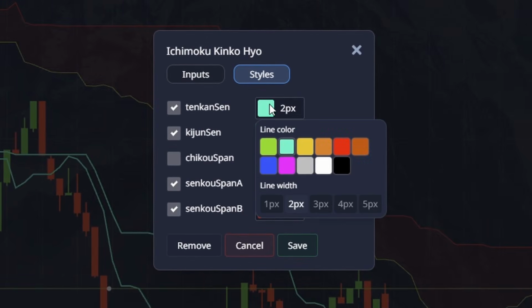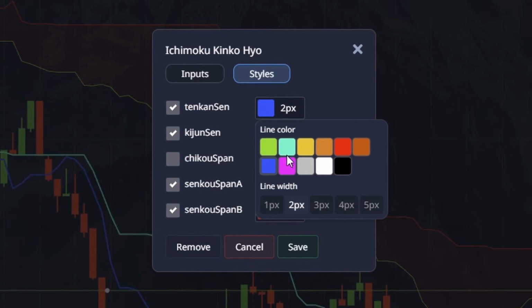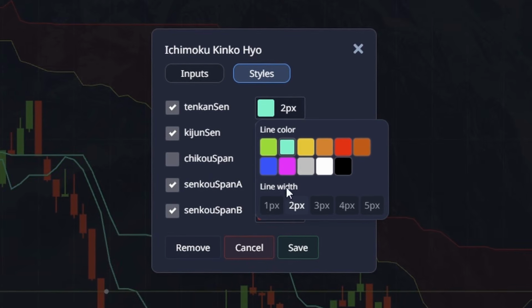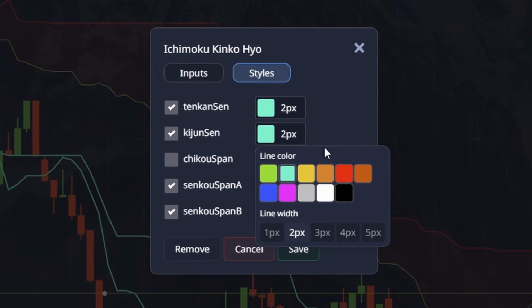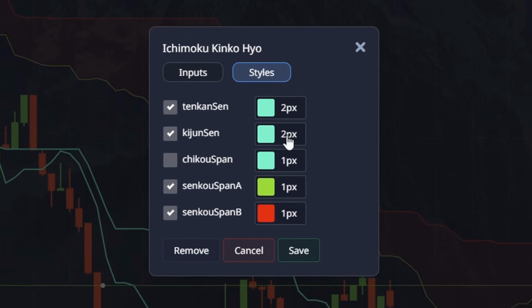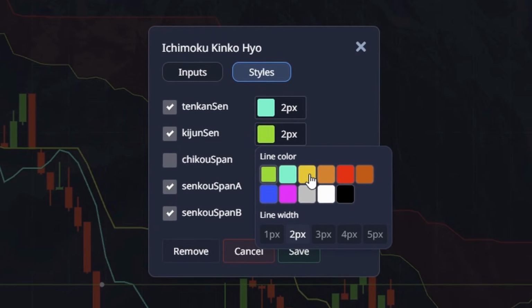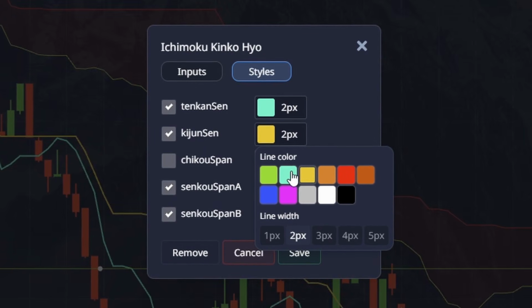Next, in the Style section, you need to set the first 2 lines to any color you like, but I recommend either blue or this light blue shade. Set it to 2 pixels so you can clearly see the entry point. Do the same for the second line, repeat the settings. These 2 lines should be the same color. It could be green, it could be yellow, but I still recommend using either blue or yellow so you don't get confused with the cloud.